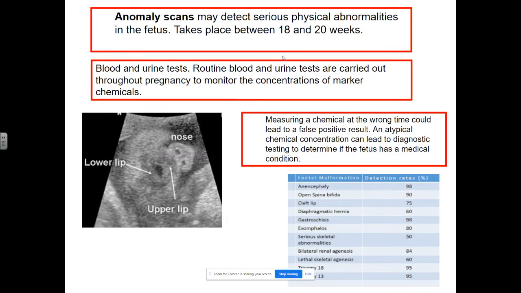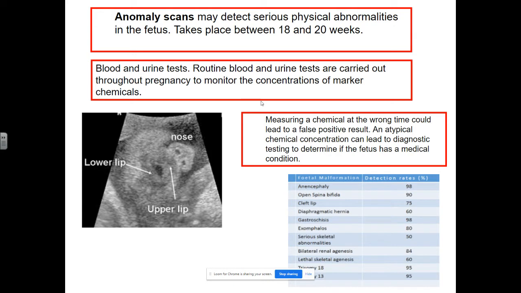An anomaly scan will tell you if there's anything not quite right about the baby, any physical abnormalities in the fetus. It takes place between around the 18 and 20 week mark. Blood and urine tests can also be used alongside the anomaly scan.